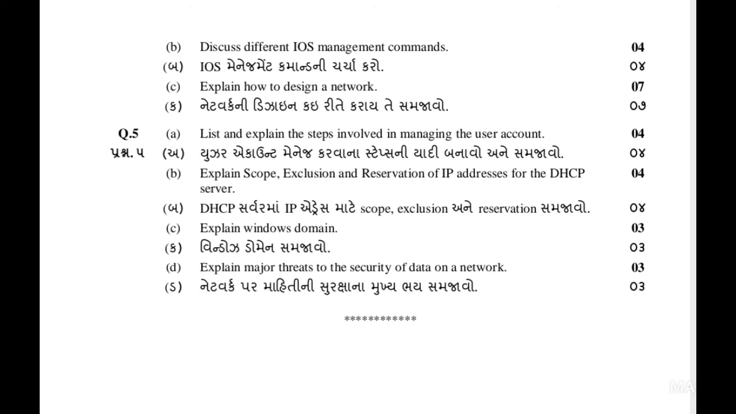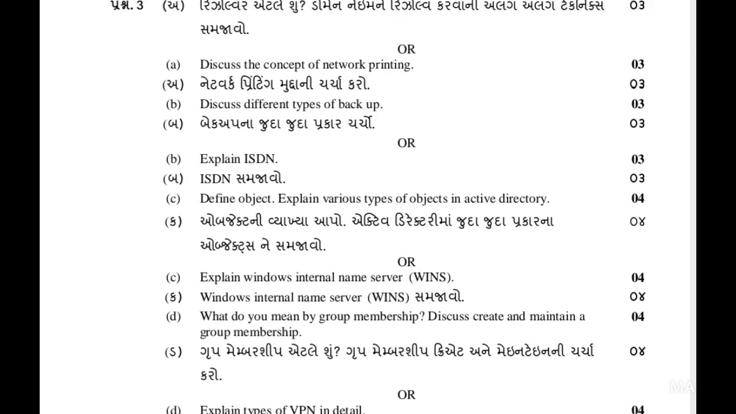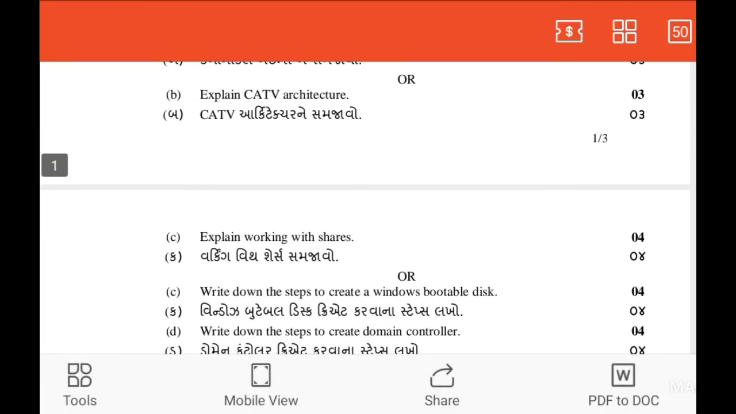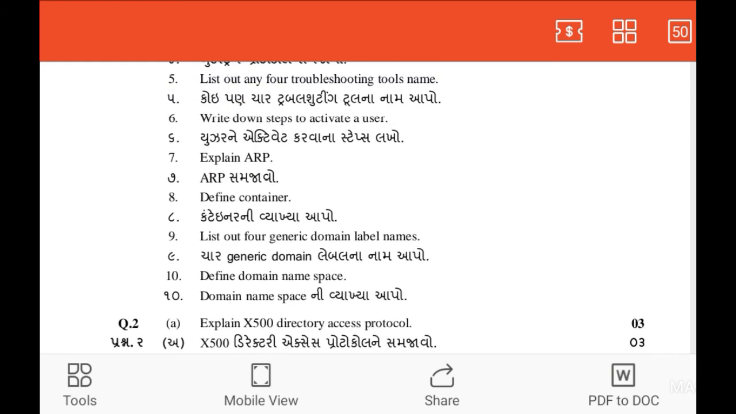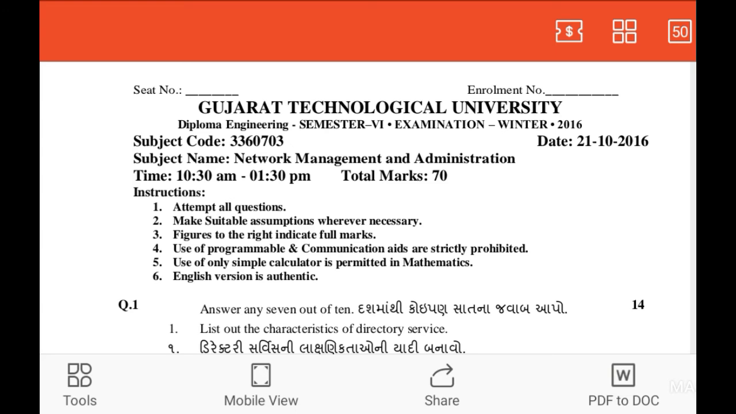Then question number 5. The pattern for question number 5 is: a is considered 4 marks, b is also 4 marks, and c and d both have 3 marks. So question number 5 totals 14 marks. So this whole paper has total marks of 70. So dear all students, this one is our paper style of the GTU exam. This paper is from the year 2016.